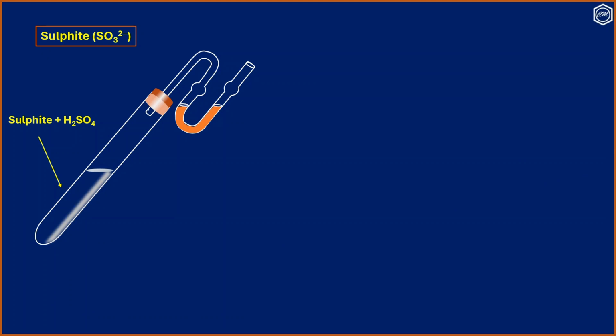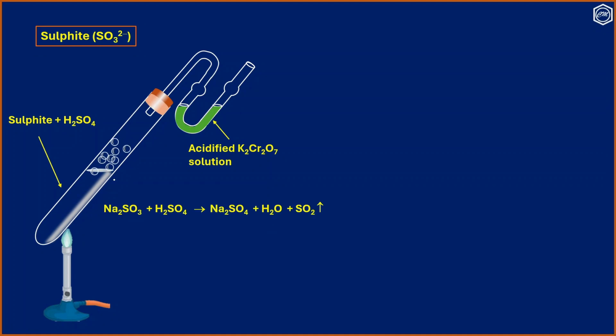Now the test tube is fitted with a U-tube, and inside the U-tube we take acidified potassium dichromate solution. Now gently warm the solution. Bubbles are coming out. These bubbles are due to the formation of sulfur dioxide gas. The sulfur dioxide gas comes through the U-tube and it reacts with the acidified potassium dichromate and turns it green. The reactions can be represented like this.